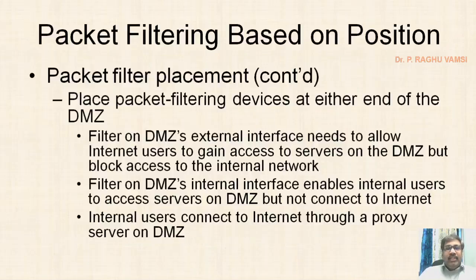And also there is another layer that you can add, which is called a demilitarized zone. Place the packet filter devices at either end of the demilitarized zone. Filters on the demilitarized zone connected with the external interfaces need to allow internet users to gain access to the servers on the DMZ, but block access to the internal network. Filters on the DMZ internal interfaces enable internal users to access the servers on the DMZ but not connect to the internet. That means it depends upon the position that you place. Internal users connect to the internet through a proxy server on the DMZ.